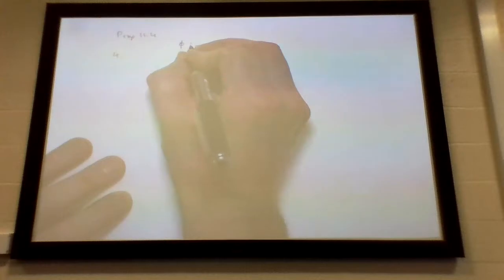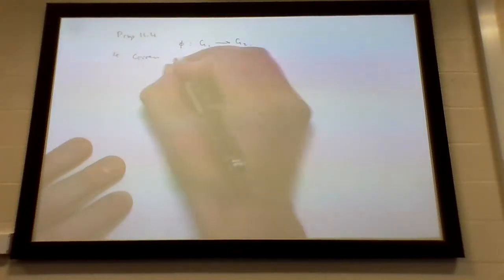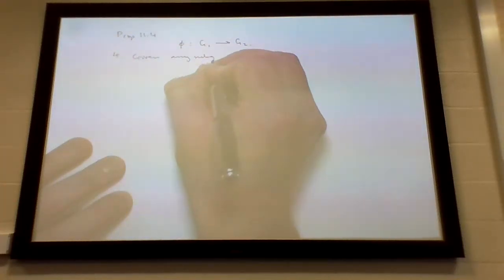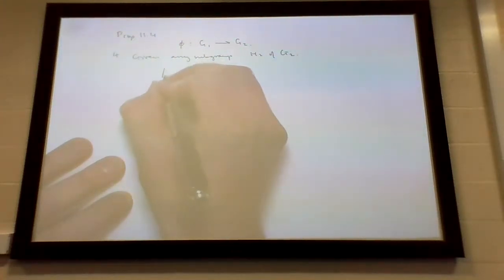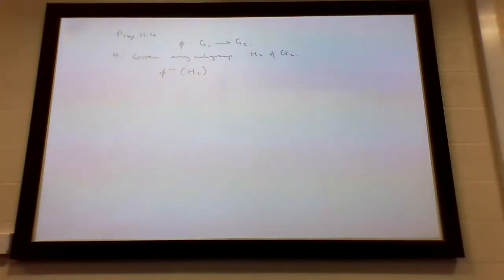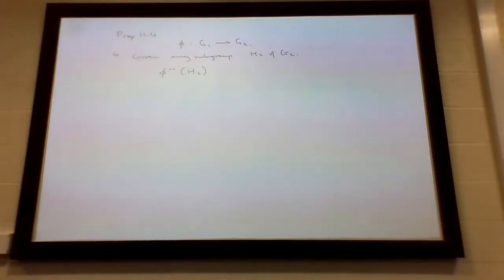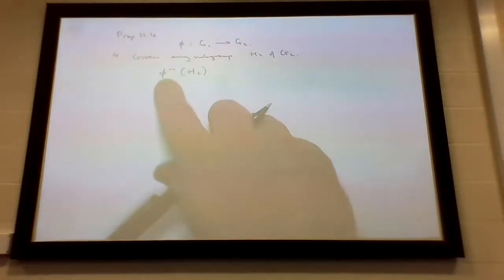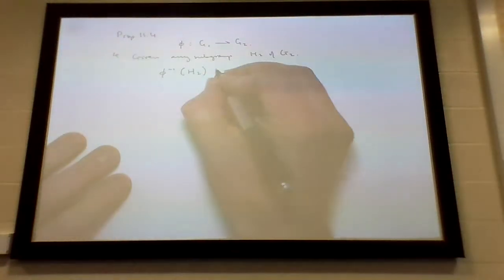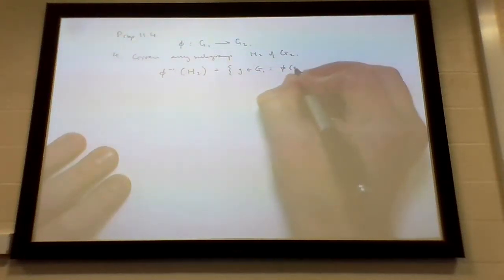So if phi was a homomorphism from G1 to G2, given any subgroup, call it H2, of G2, the inverse image of it, remember phi itself is not necessarily bijective, so there won't necessarily be an inverse function, but we can nevertheless use the same notation and say phi inverse of a subset of G2, which is by definition all the g's in G1 that ended up inside H2.